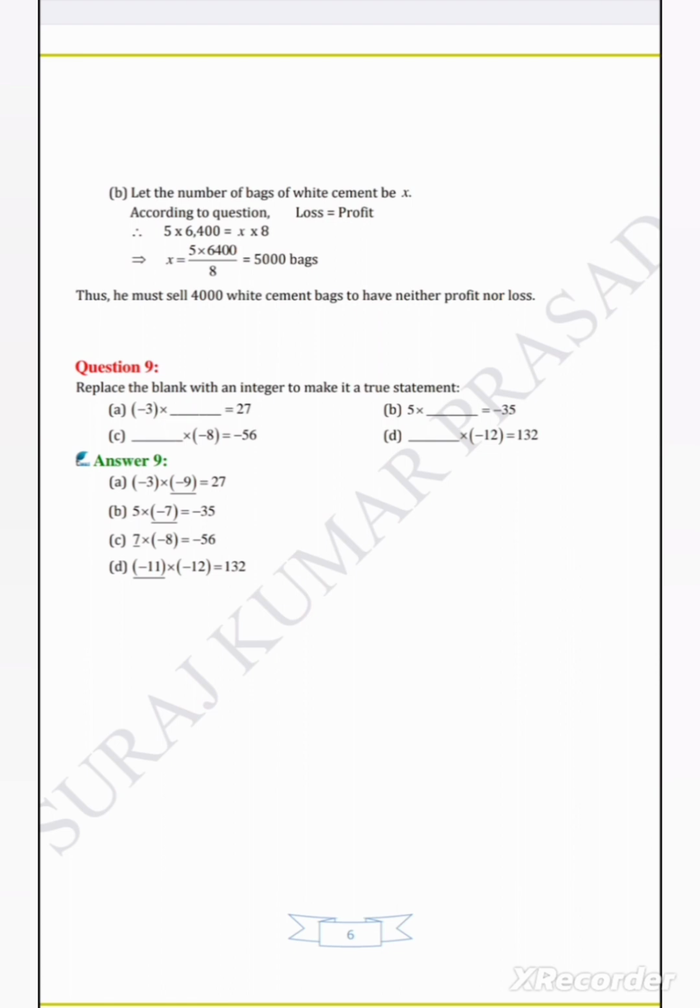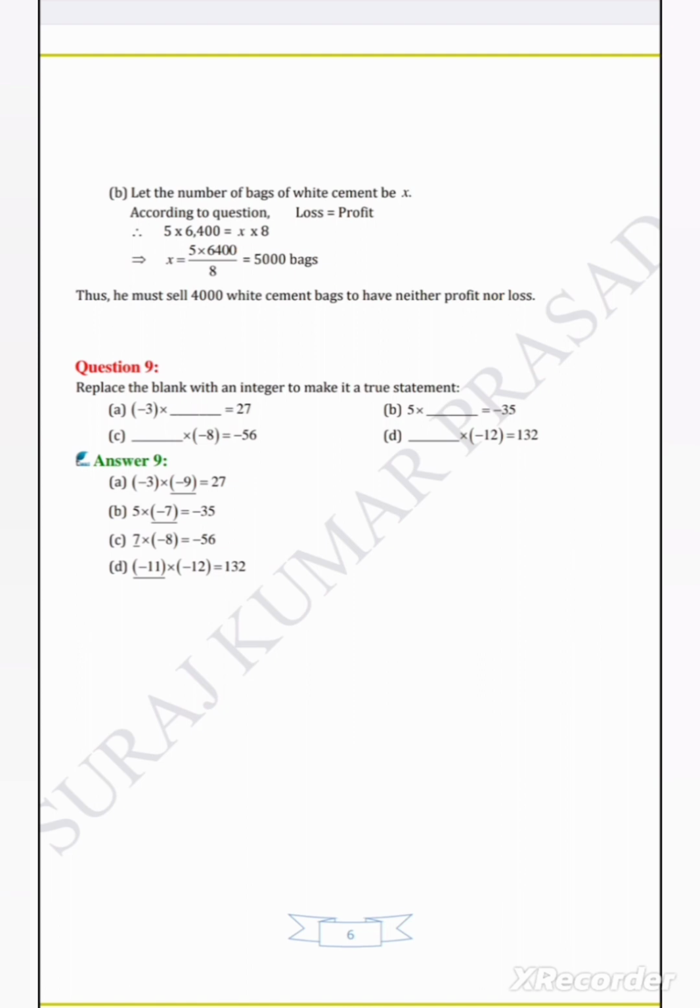B. 5 into blank is equal to minus 35. We know 5 sevens are 35, but here the answer is a negative integer. In the question 5 is a positive integer. So when we multiply a positive integer and a negative integer, we get a negative integer as the answer. As we know, 5 into 7 is 35. Here minus 7 should be written, because 5 into minus 7 is equal to minus 35.